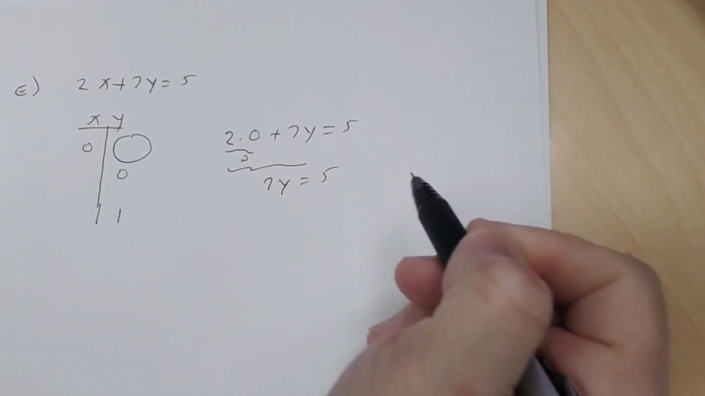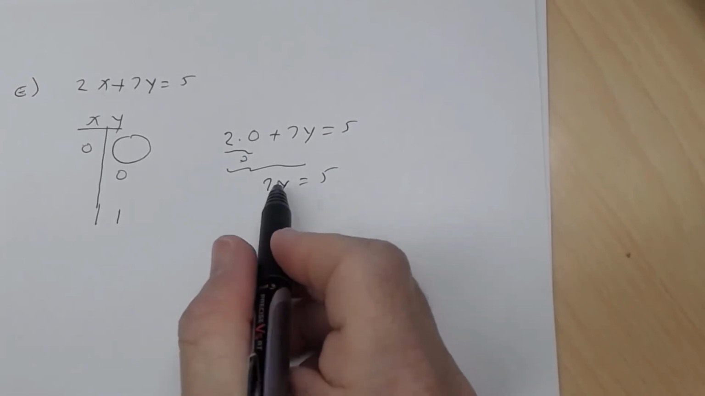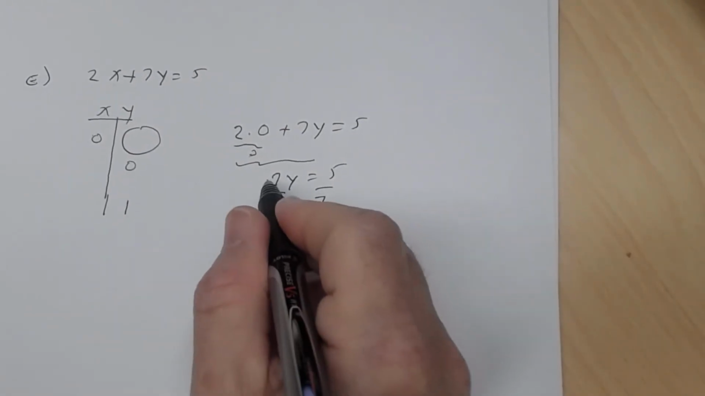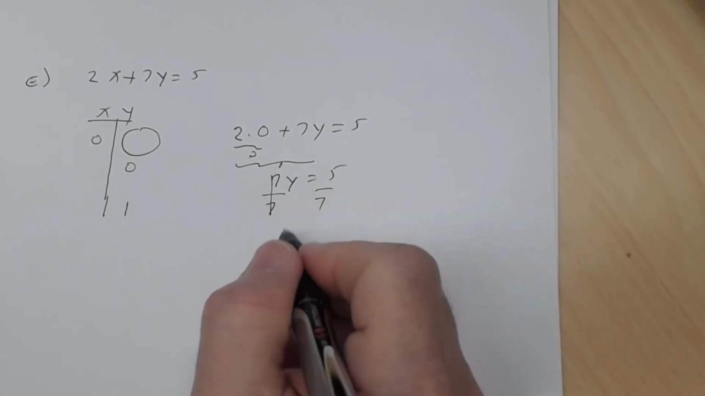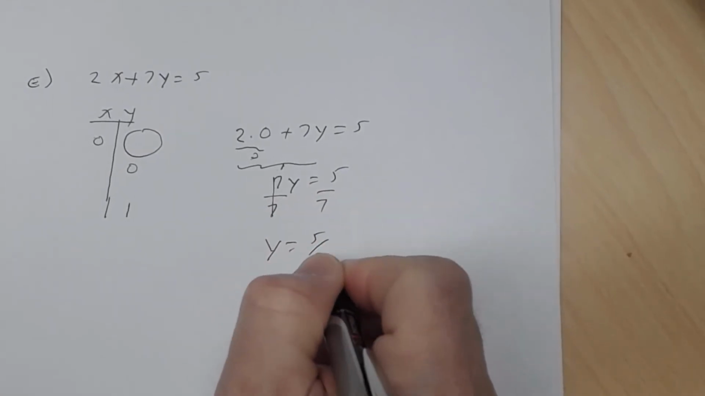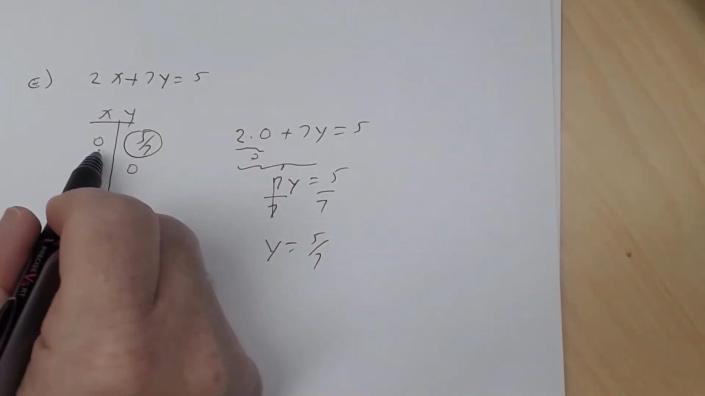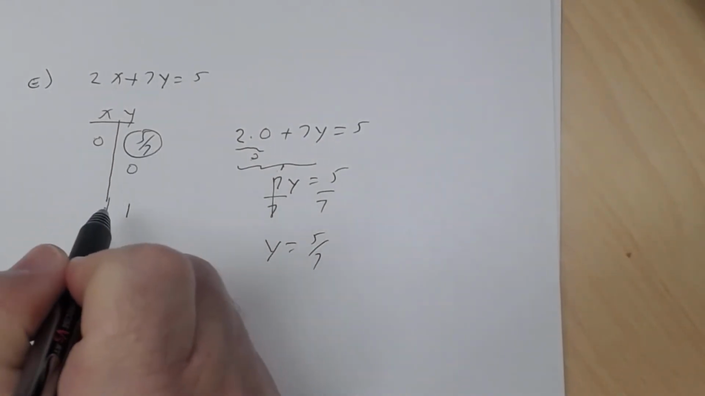So 7y equal 5. And then to get the variable y by itself, right now I'm multiplying by 7. The opposite is to divide by 7. And so 7 divided by 7 is 1. 1 times y is y. And so I get 5 sevenths. And so there's your solution. So one of your solutions is 0, 5 sevenths.